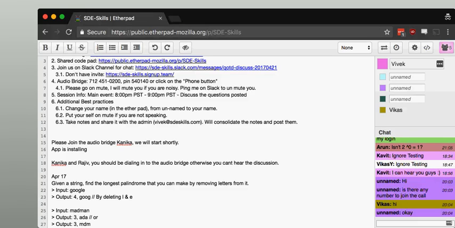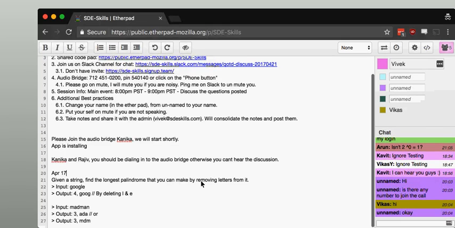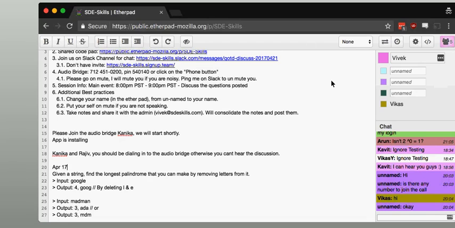But that being said, let's get going and figure out what is the first question, right? The first question is that given a string, find the longest palindrome that you can make by removing letters from it. And this is not just removing continuous letters, it's just removing any letter, right? So who all solved it, and how did you solve it? Vivek, this is Supriya. Hey, Supriya.